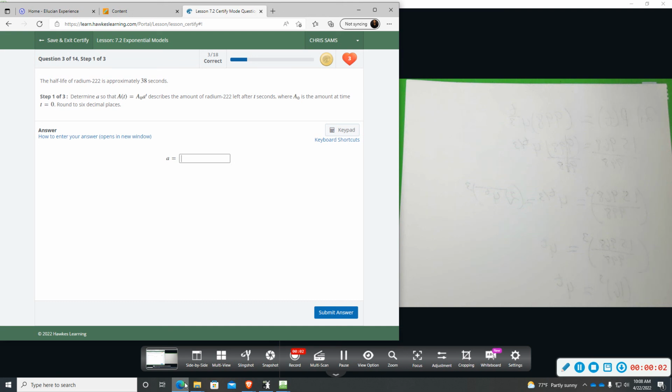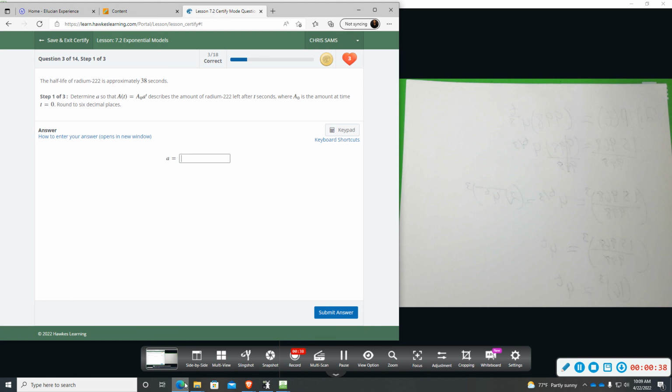All right, number 3, we're given the half-life of radium-222 is approximately 38 seconds. We want to determine a so that A(t) = A0 times a to the t power describes the amount of radium left after t seconds, where A0 is the amount at time t = 0. We're going to round to 6 decimal places.